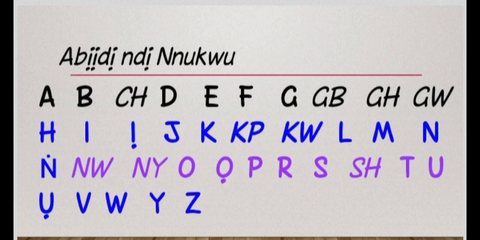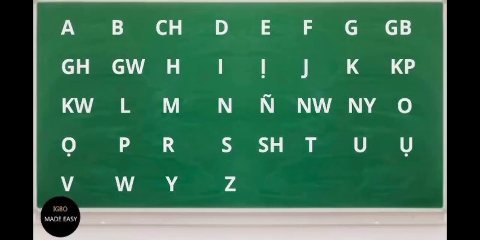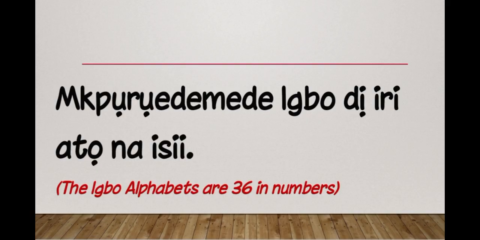Ile anya, ị ga-ahụ mkpụrụ edemede Igbo ndị anyị nwere. If you look at this, you see the Igbo alphabet that we have. Ha bụ A, B, C, D, E, F, G, H, I, J, K, L, M, N, O, P, R, S, Sh, T, U, V, W, Y, Z. Ya bụ mkpụrụ edemede Igbo. Ha dị 36. Ọkwa ichetara. I hope you remembered.